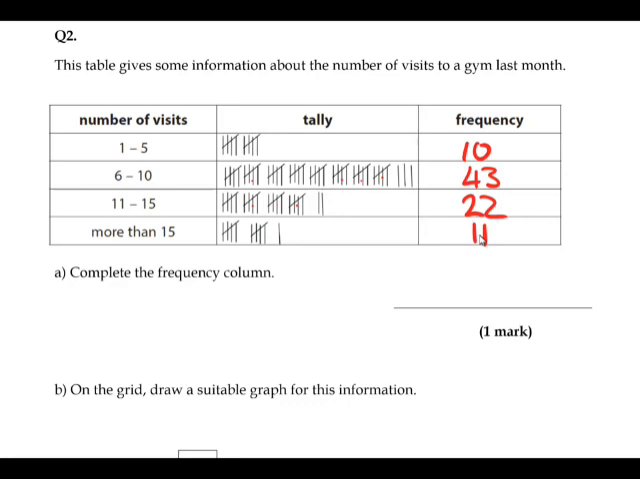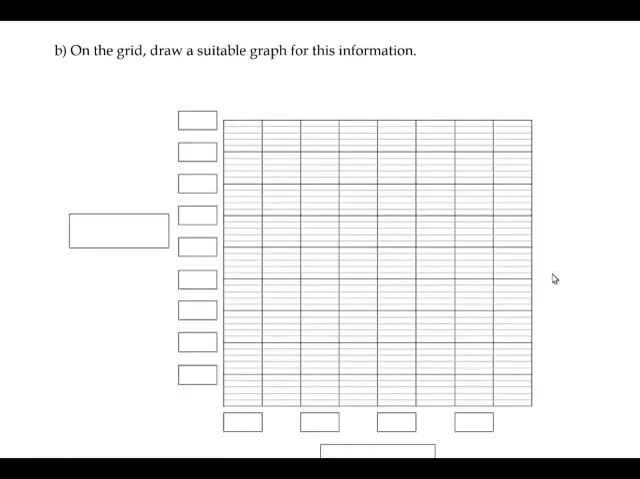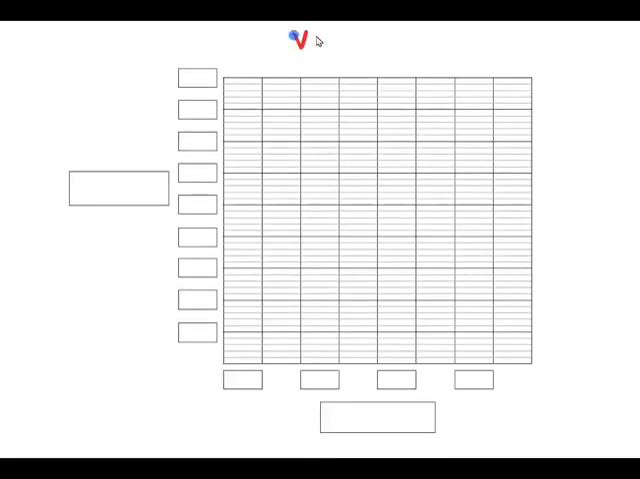So complete the frequency column, 1 mark, that's done up above. So on the grid below, draw a suitable graph for this information. So this is a graph of visitors. This side we've got the frequency, and then across the bottom we've got the groups. So just to remind ourselves, there was 1 to 5, 6 to 10, 11 to 15, and above 15. And this was a count of our number of visitors.